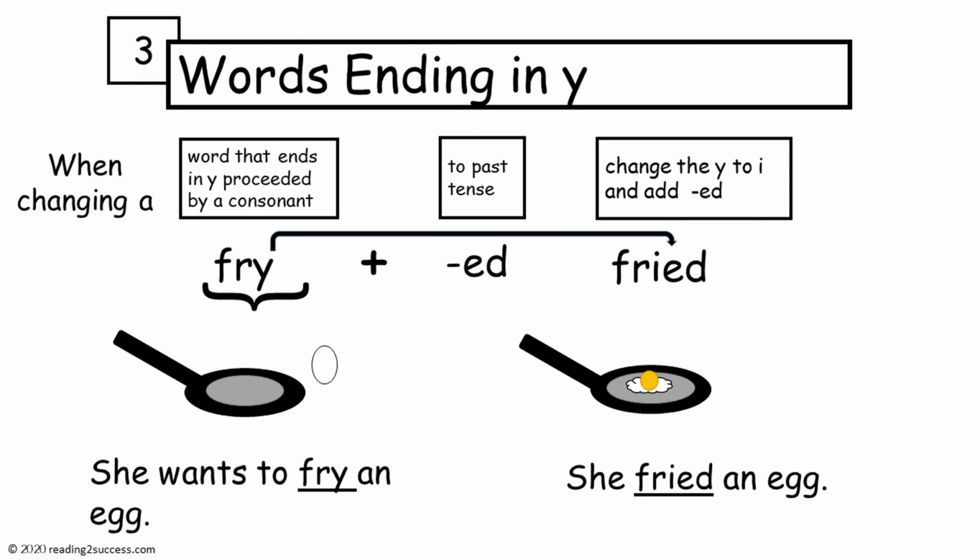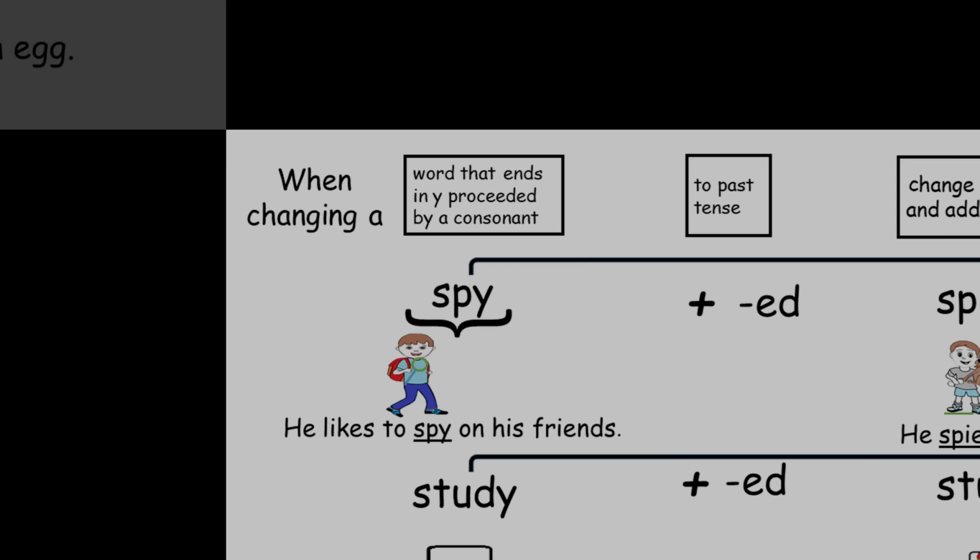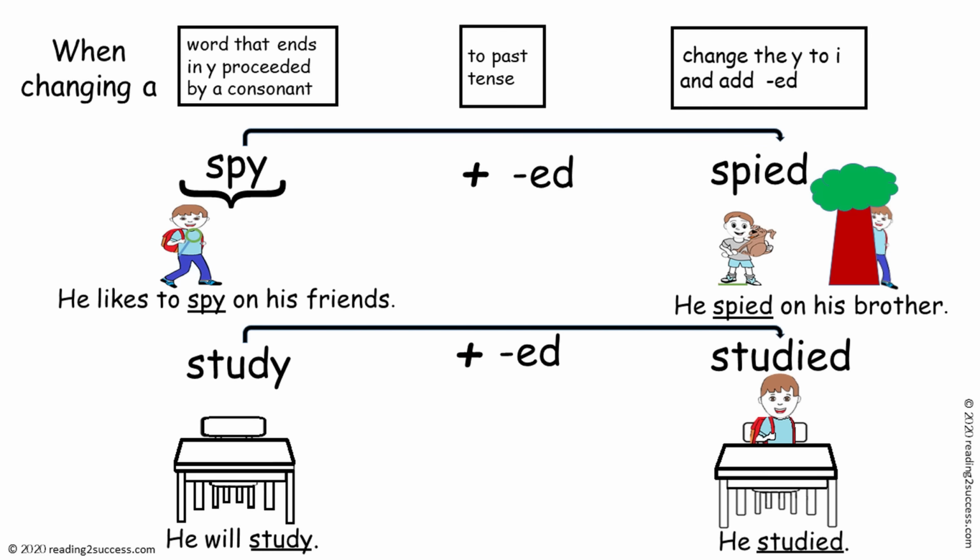F-R-I-E-D. So let's look at our two examples. She wants to fry an egg, and she fried an egg. Practice two more examples with kids. Let's look at our first one.